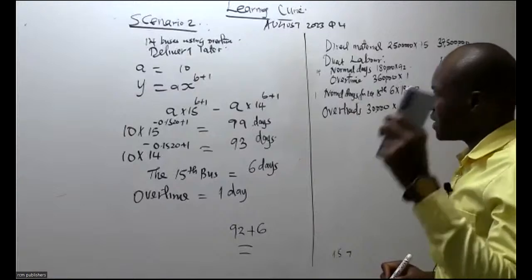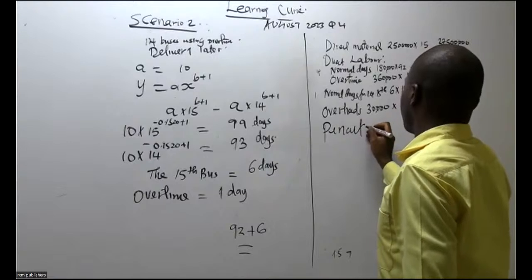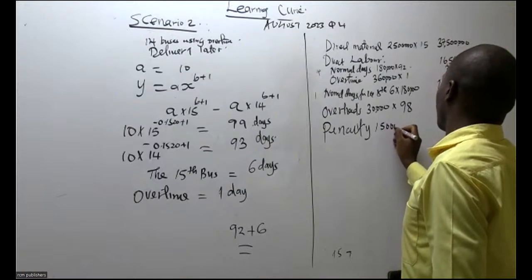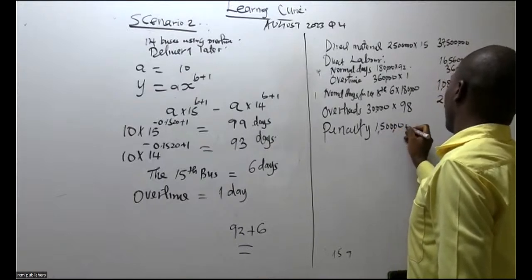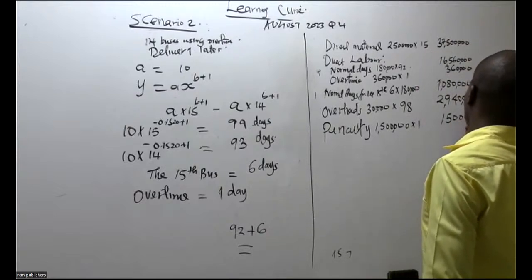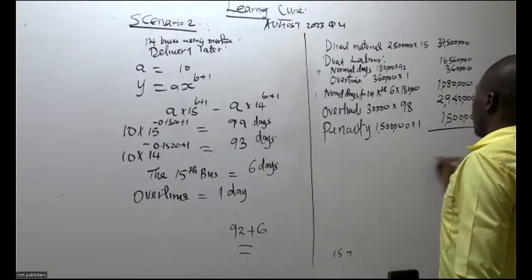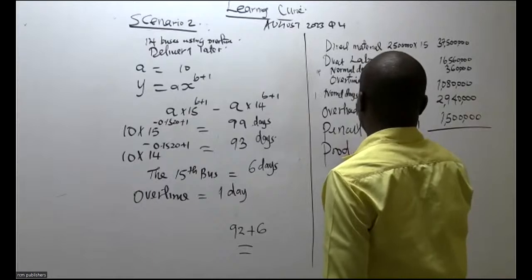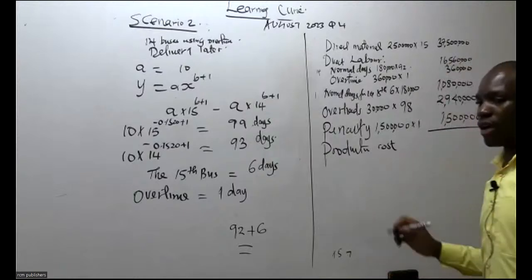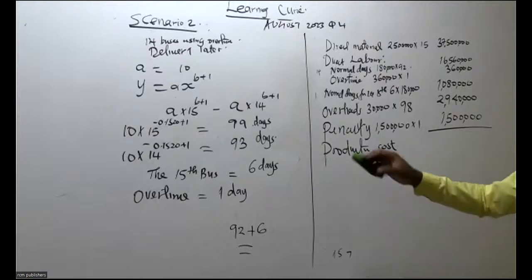And if you do that mistake, there's a penalty. If you do that mistake, there's a penalty of 1.5 million per bus. And they only delivered one bus after the deadline. If you add everything, you should be able to get production cost. Tunakuwa na ngapi? Ongeza kila kitu. Ongeza kila kitu under scenario 2.